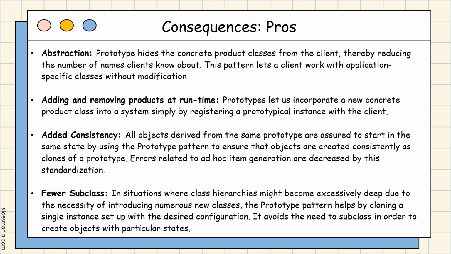The next one is added consistency. All objects derived from the same prototype are assured to start in the same state by using the prototype pattern to ensure that objects are created consistently as clones of a prototype. Errors related to ad hoc item generation are decreased by this standardization. The next one is fewer subclasses. In situations where class hierarchies might become excessively deep due to the necessity of introducing numerous new classes, the prototype pattern helps by cloning a single instance set up with the desired configuration. It avoids the need to subclass in order to create objects with particular states.